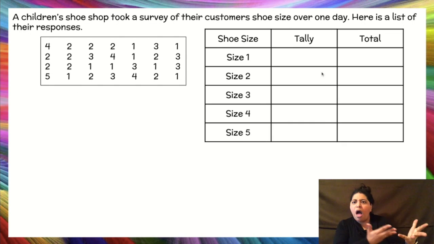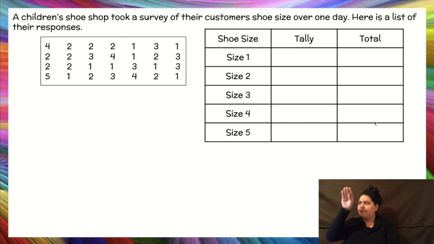We are going to have to fill in this chart, okay? And you're going to have to do this sometimes on your own, all right? So let's go ahead and look. We have to start with size 1. Let's start with size 1 and tally up how many times we see it. The first thing I'm going to do is go through and mark all the size 1 shoes, okay? So let's go ahead and do that.